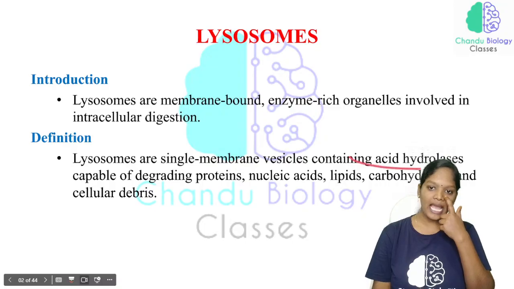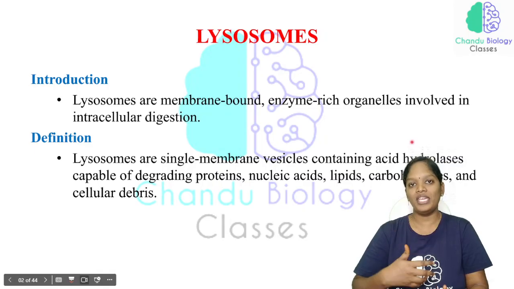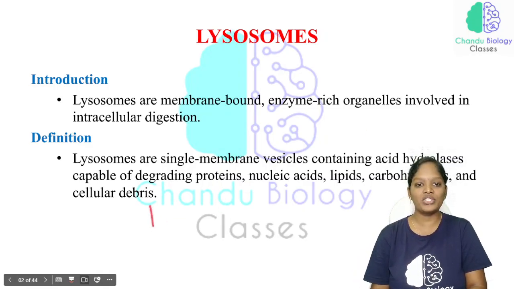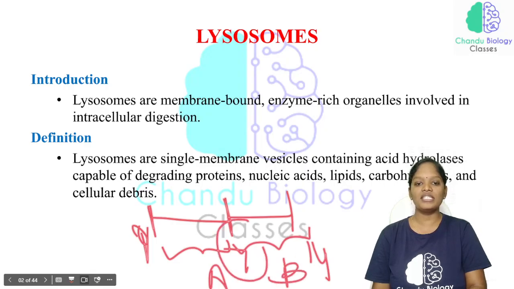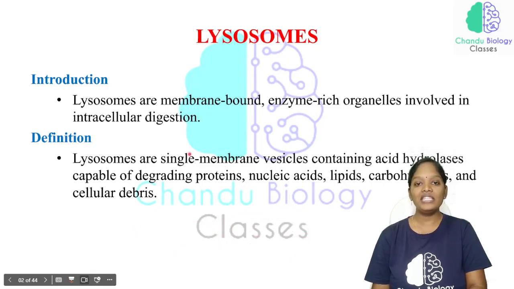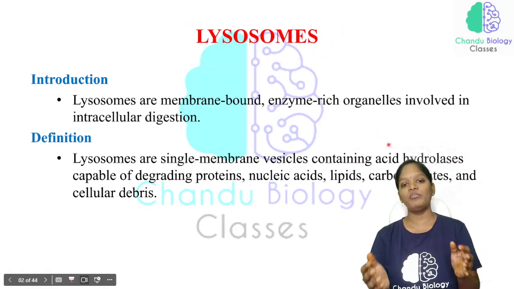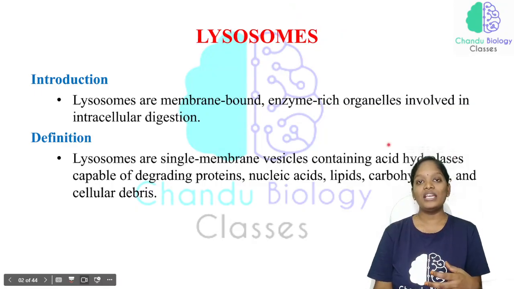Now it contains acid hydrolases, which means all the enzymes require an acidic pH. What does pH mean? Power of hydrogen. See here, this is 0, this is 7 and this is 14. 1 to 7 is considered acid, 7 to 14 is considered base, and 7 is considered neutral. The enzymes present in the lysosomes are acid hydrolases, which means the pH will be below 7, around 6. That will be the pH of the lysosomal enzymes.